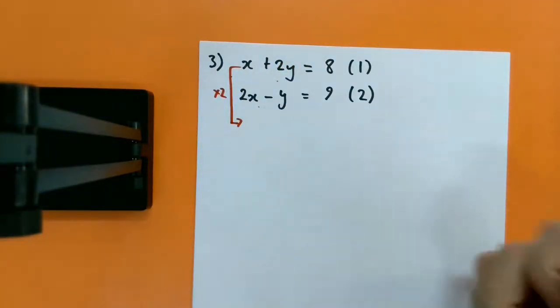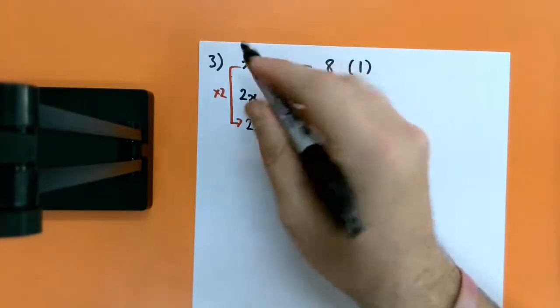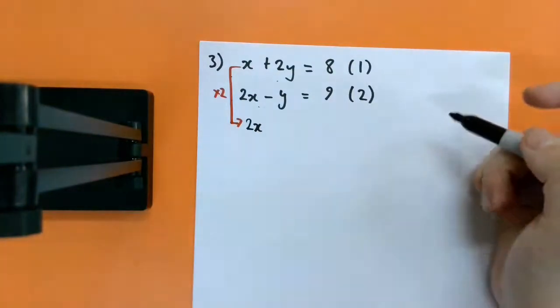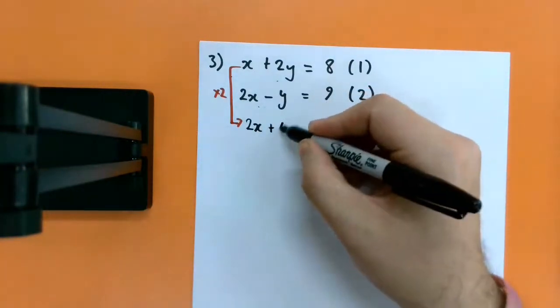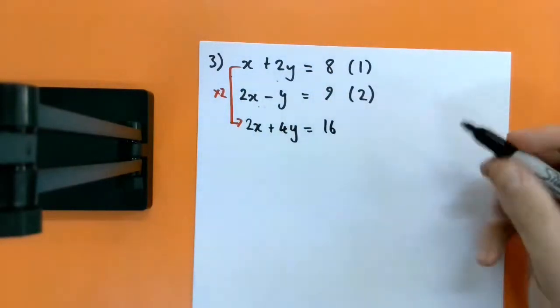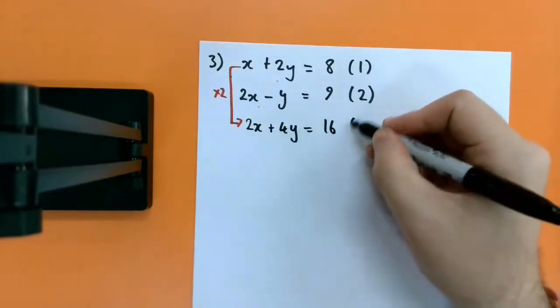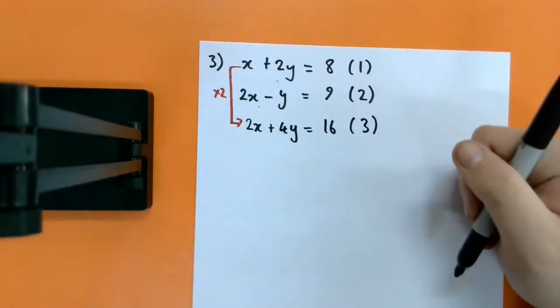So you can see what I'm going to do. If I multiply this x by 2, I have to multiply everything else by 2 as well to keep it the same equation. Okay, so 2x plus 4y is now equal to, and 2 times 8 is 16. Now we have a new equation, so we can't let this one go unnamed, and we're going to name it equation 3. Okay, so that way we're being clear again with our working out.